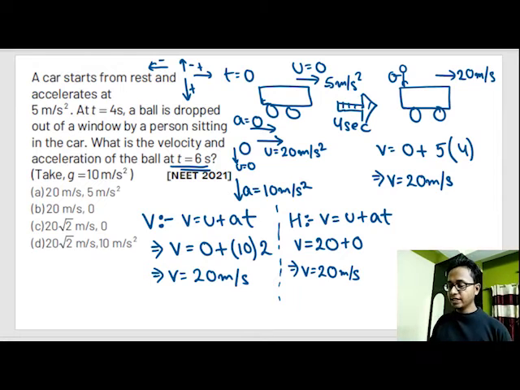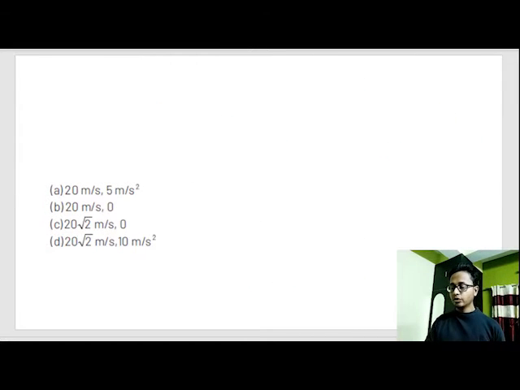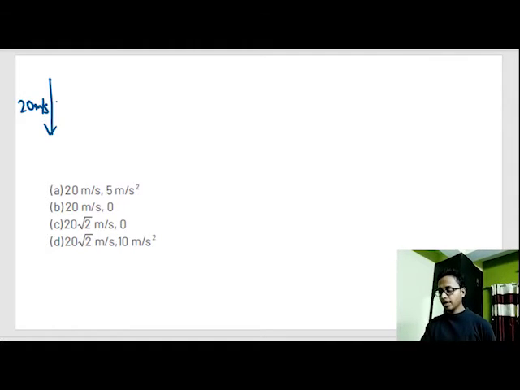Now this is a problem of vectors. So the ball after 6 seconds is traveling 20 meter per second down and 20 meter per second to the right. Okay, this is the final velocity of the ball.